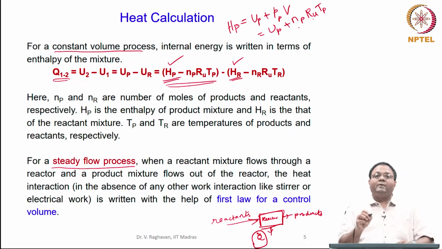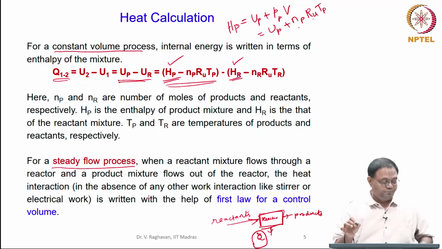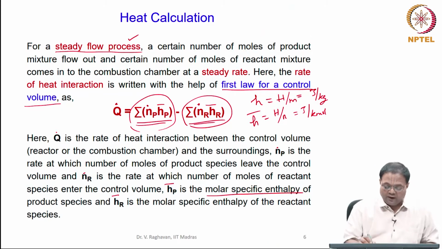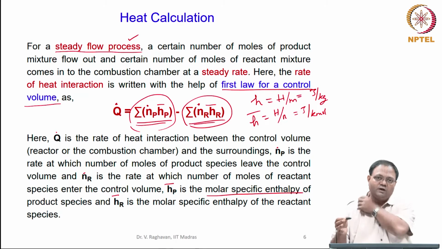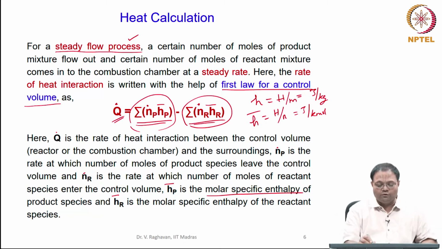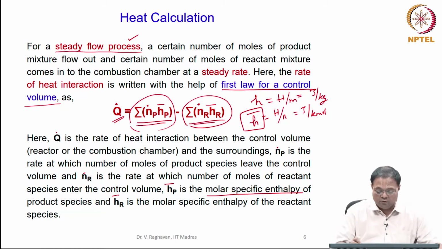And you have to keep in mind that the internal energies are written in terms of enthalpies and the equation of state. For a steady flow process, the rate at which the reactants enter and the rate at which the moles of product leave, etc., are taken into consideration, and the rate at which heat transfer occurs is calculated using this simple equation. So for all this we require enthalpy values. Normally we go for molar specific enthalpy values H for each species and try to find the mixture values.